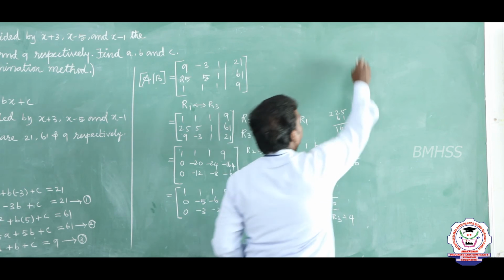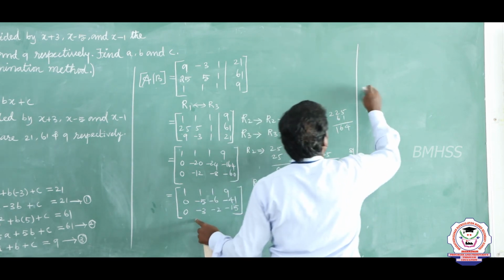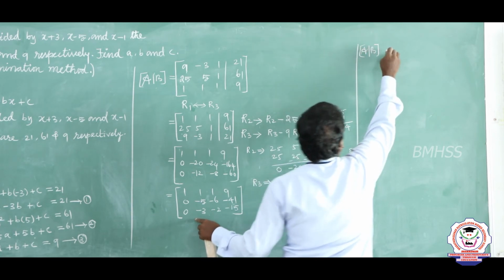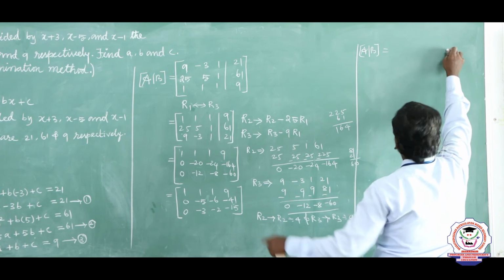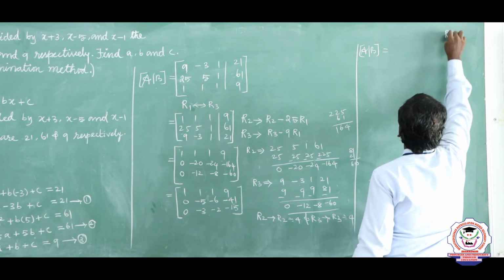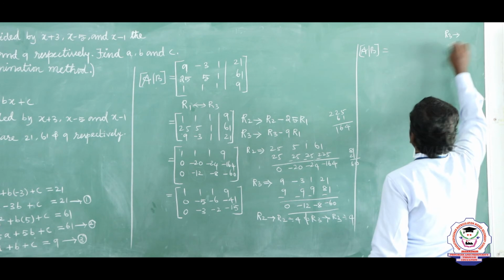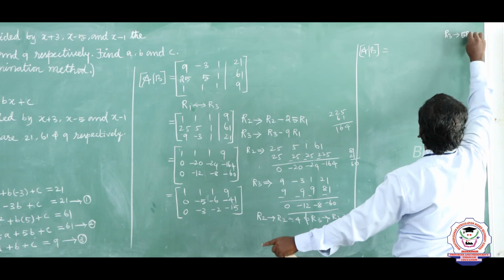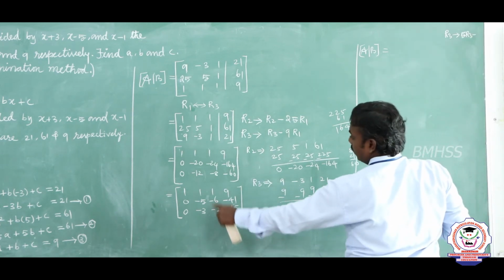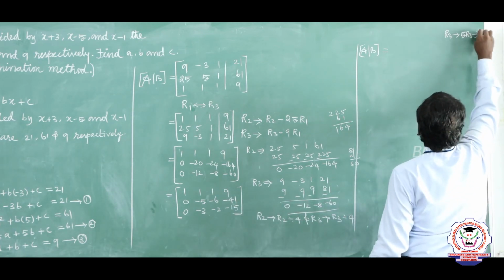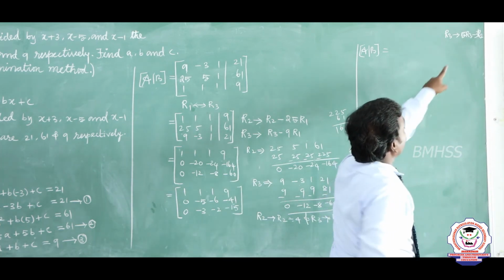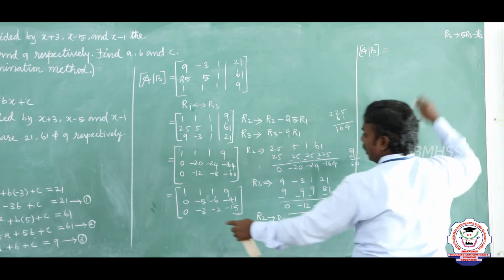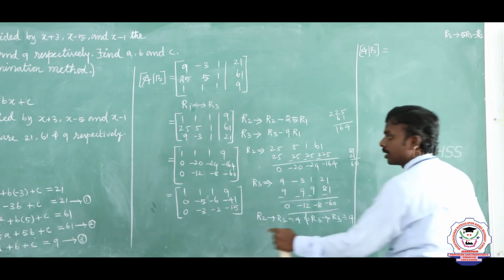Listen, from this, in R3, before that, in R3 place, it is very simple. R3 changes to 5R3 minus 3R2. So this is important, yes. 5R3 minus 3R2. From this we can find first 5R3. So on the third row, every element is multiplied by 5.